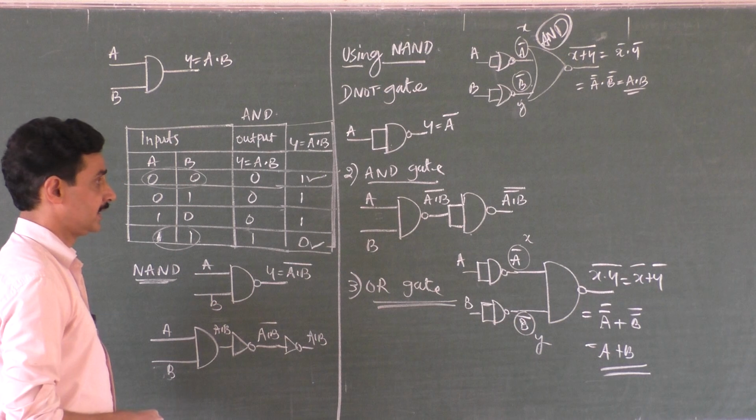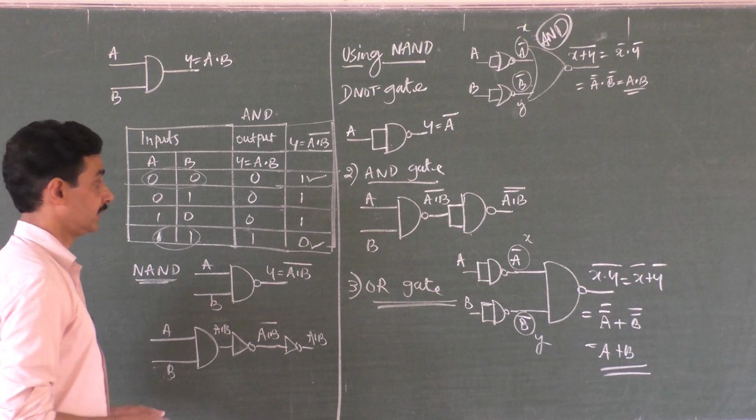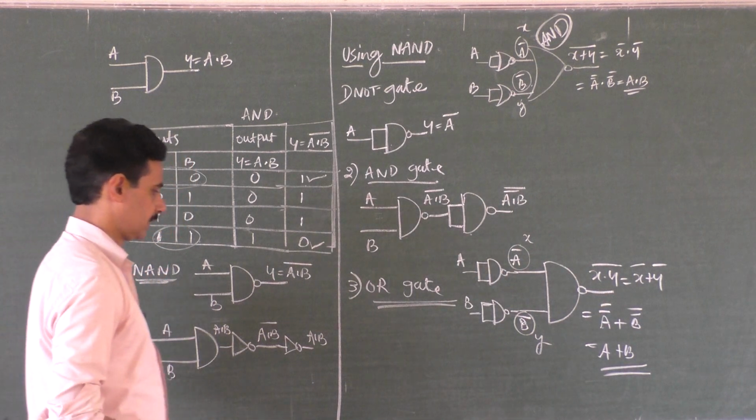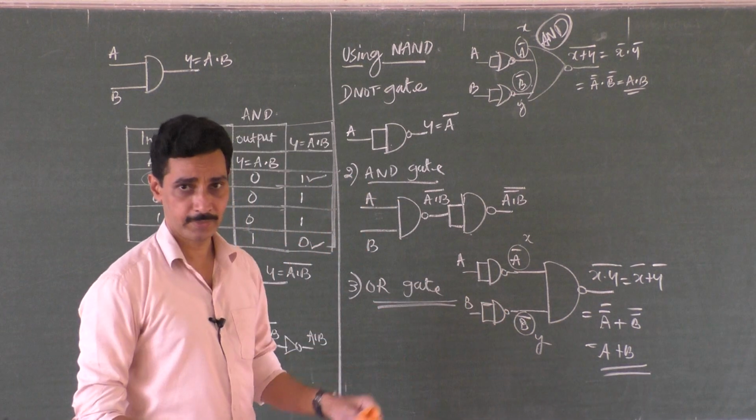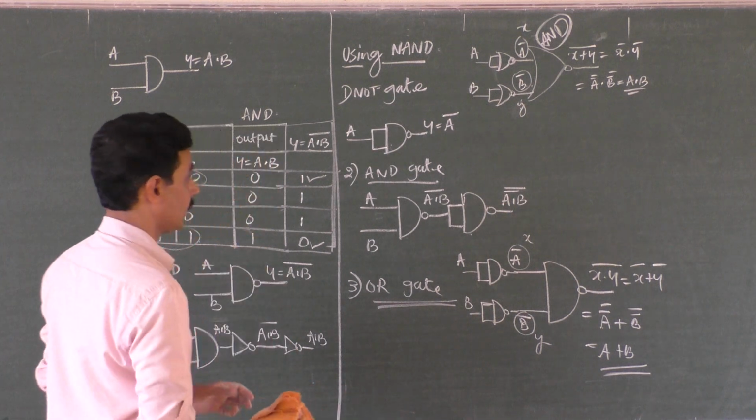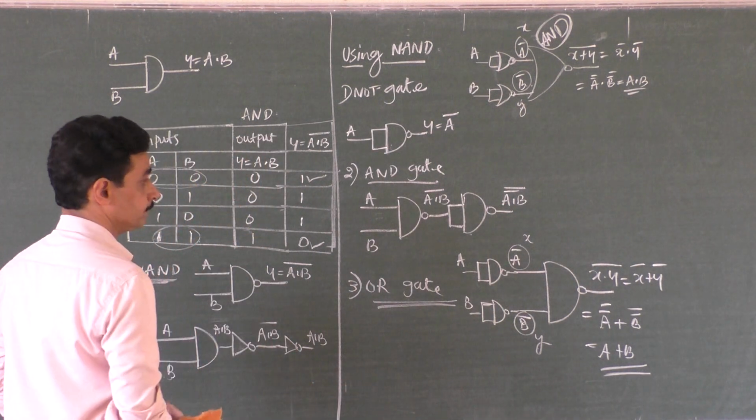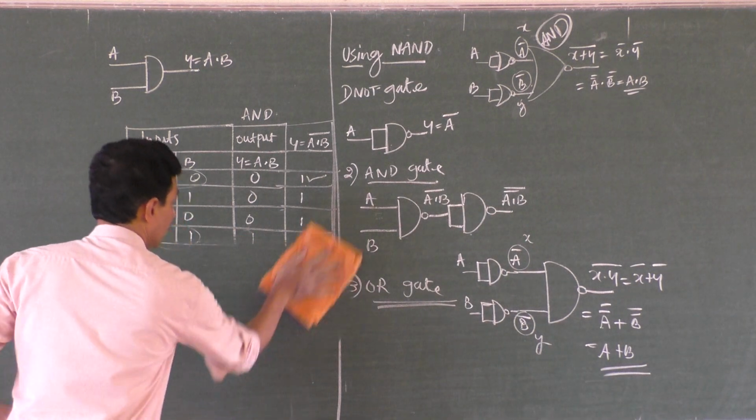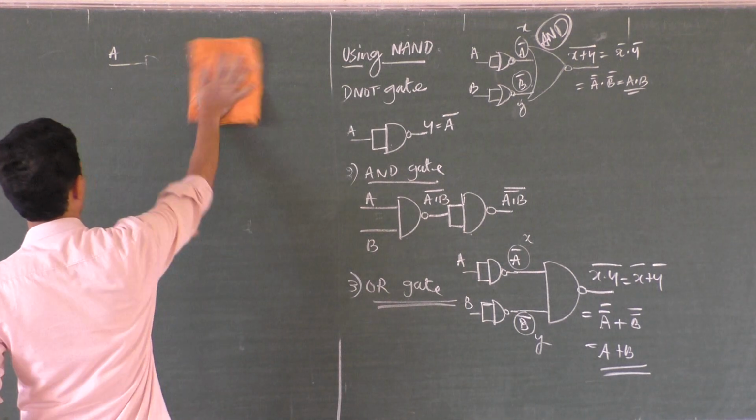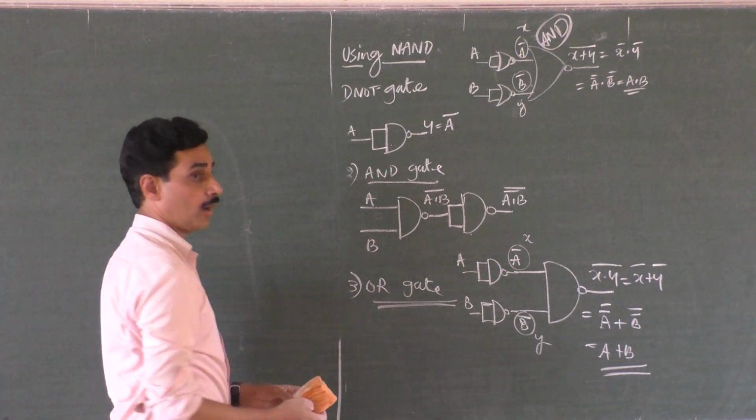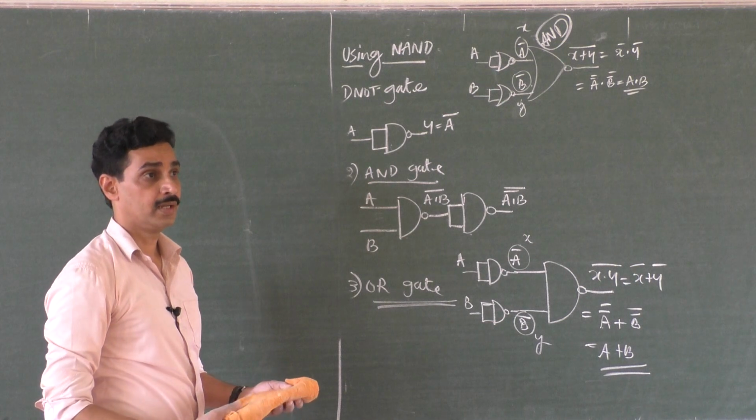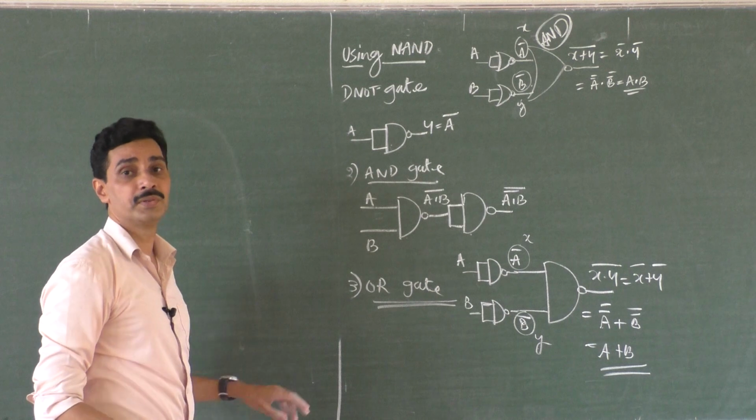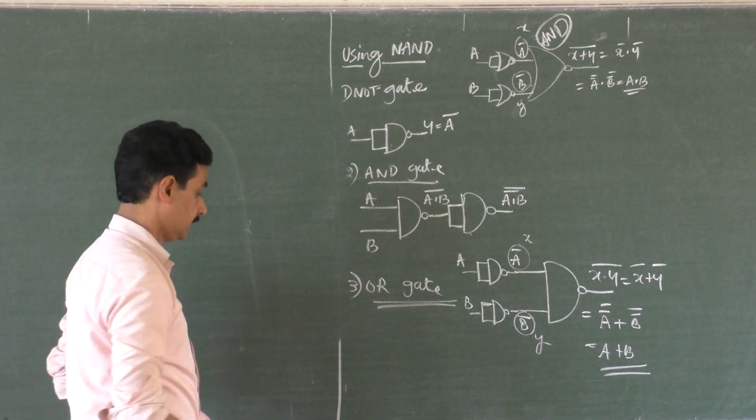One gate is left, that is XOR gate, and with that I think we can finish. What is XOR gate? That is a different type of logic gate. XOR gate is a logic gate which gives output 1 when the inputs are different, and output 0 when the inputs are same, right?